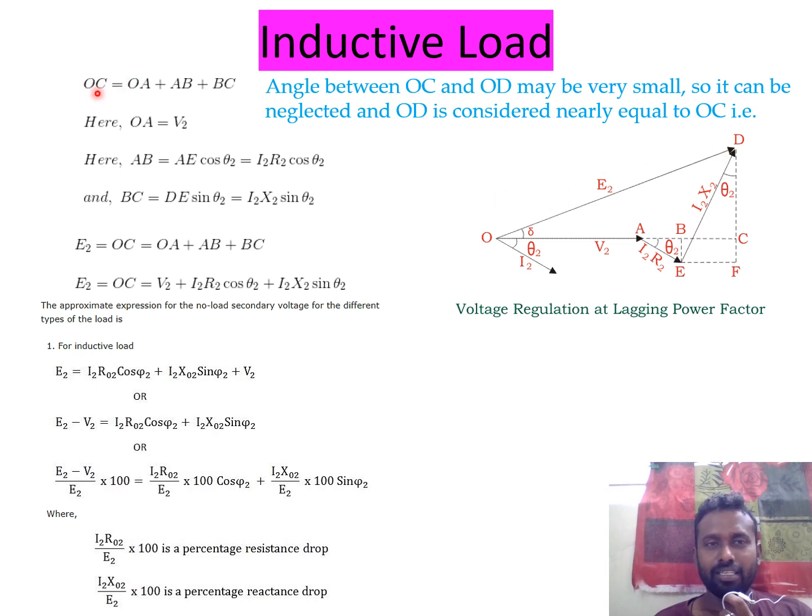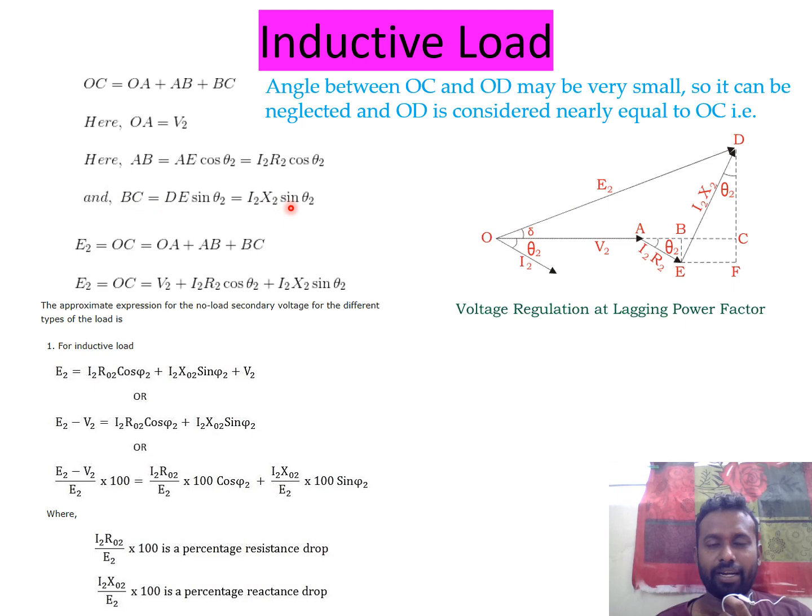So OC is equal to OA plus AB plus BC. So OA is equal to V2, and AB is equal to AE cos theta 2. From this triangle you will get AE cos theta 2, or it is I2 R2 cos theta 2.